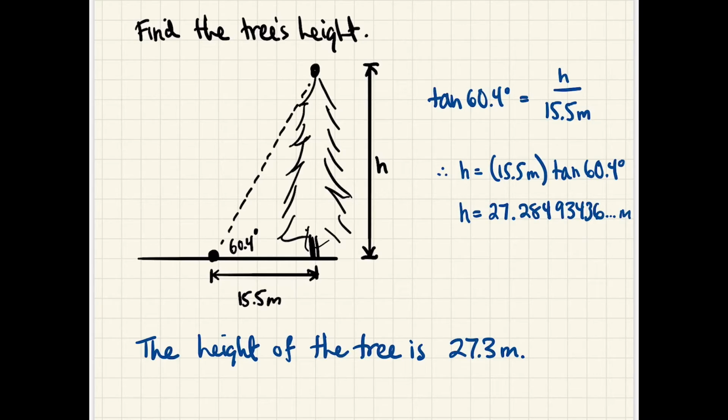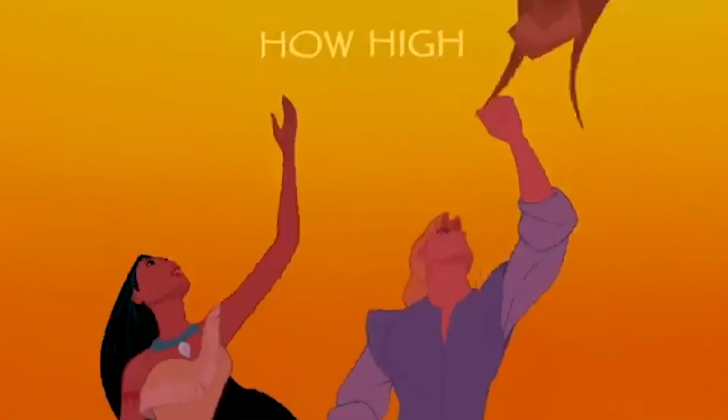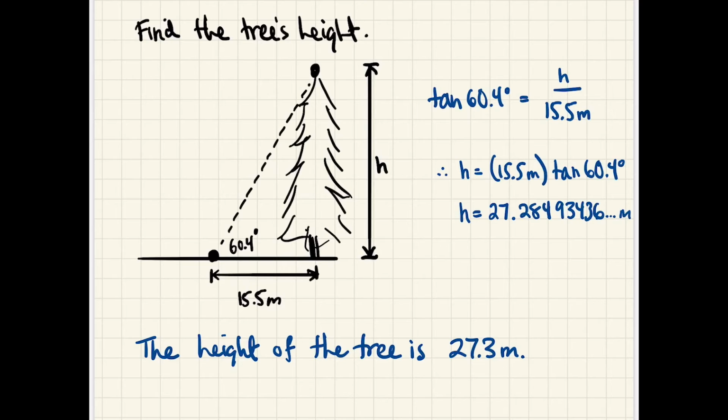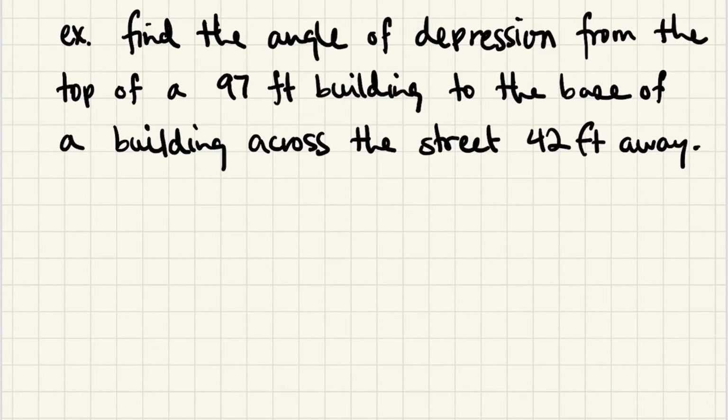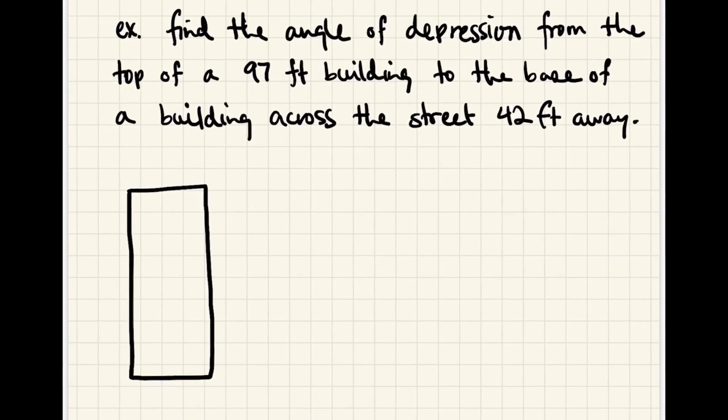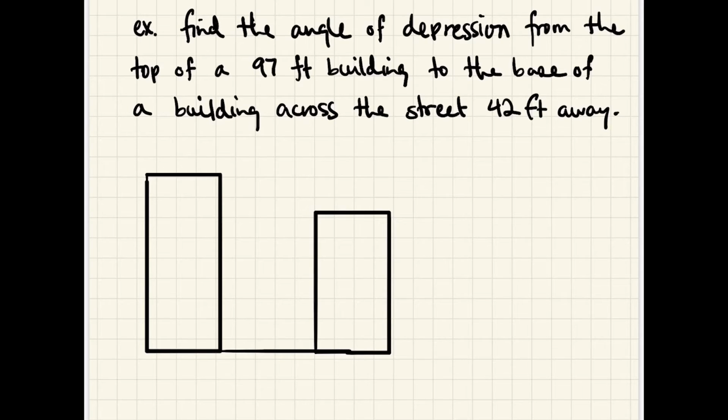Now we can answer that age-old question. Just use trigonometry. All right, in this situation, we have two buildings with a 42-foot street between them. So let's draw that. And we're interested in the angle of depression from the top of a 97-foot building. Okay, let's call this guy 97 feet. And let's say that's our reference point.